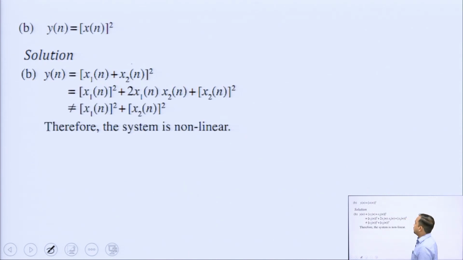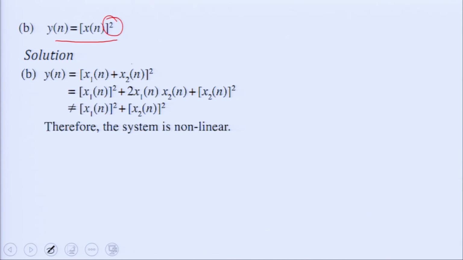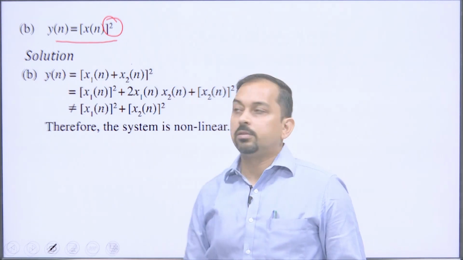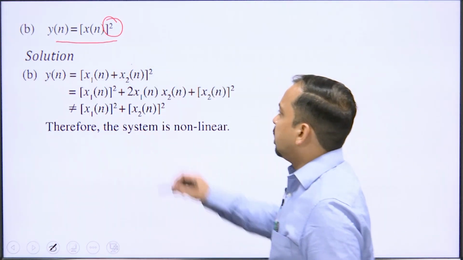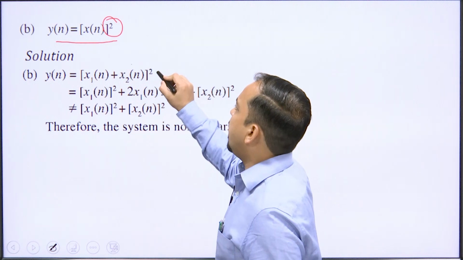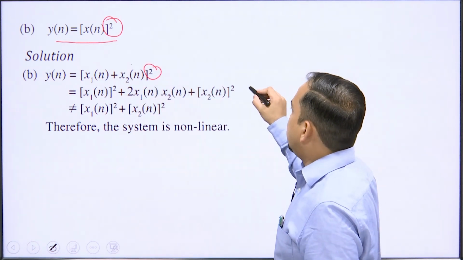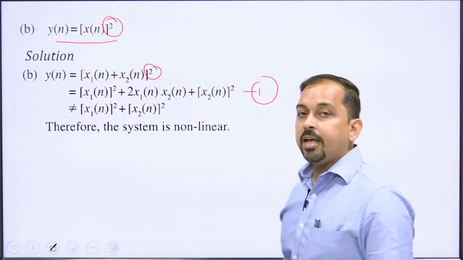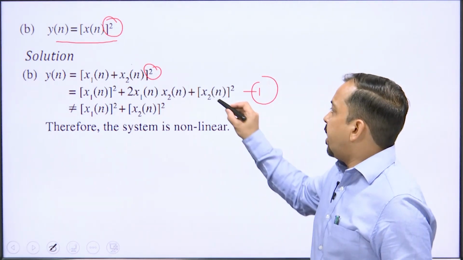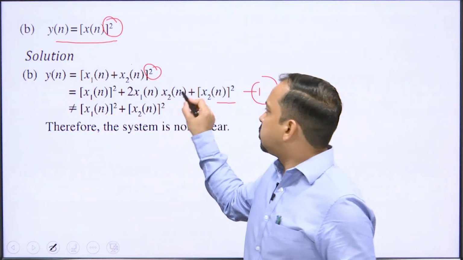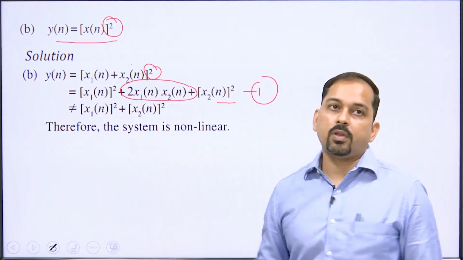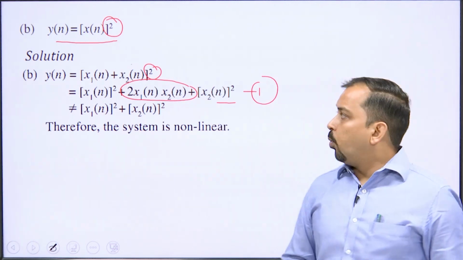Now, we have next y[n] equals x[n] square. So, x[n] square, this is what the system is performing here. The system is just squaring the input signals. So, y[n] we are getting x1[n] plus x2[n] and we have applied the system. Now, we can open this and we are getting x1[n] square plus x2[n] square plus 2 times x1[n] x2[n].